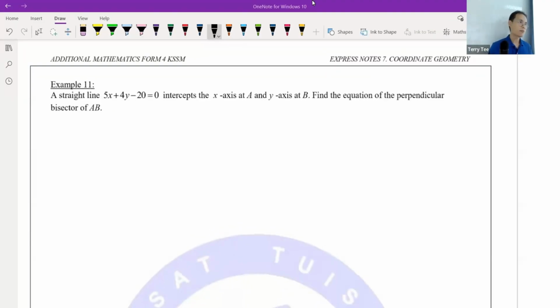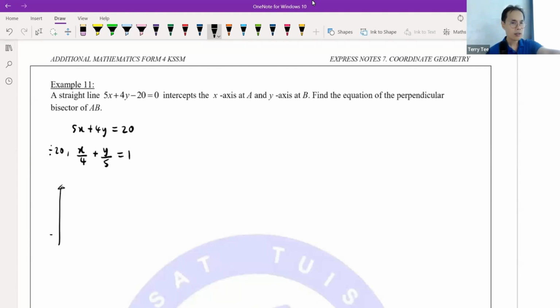Find the equation of perpendicular bisector of this line. But they ask you to find perpendicular bisector of AB. But first, we need to find out what is your A, what is your B. Okay, we change this to intercept form. 5x plus 4y equals 20. Remember, intercept form must be equals to 1. So I'm going to divide by 20. So x over 4 plus y over 5, the result is 1.